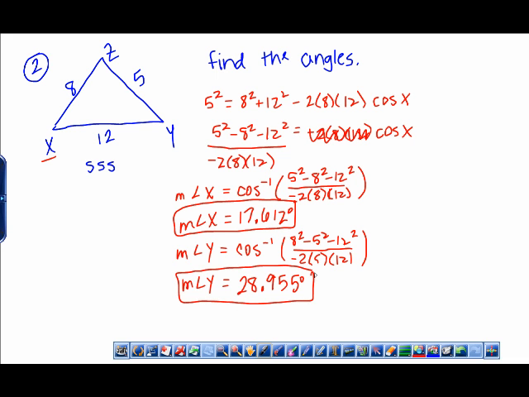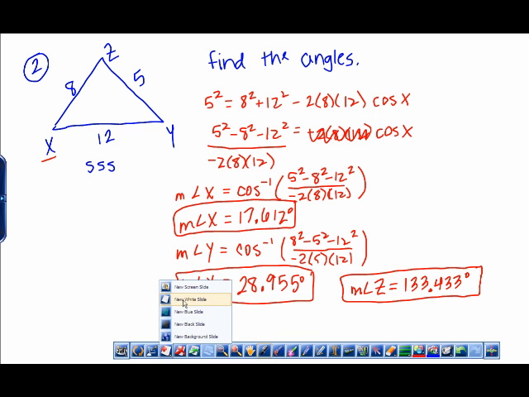Okay, so there's the second angle. Then again for the third angle, there's no need in doing law of cosines again. You should just add these two up, subtract it from 180, and you get your third angle as 133.433 degrees. And you want to be accurate to 3 decimal places unless the directions tell you to do something else. Okay, so that's pretty much it for law of cosines.